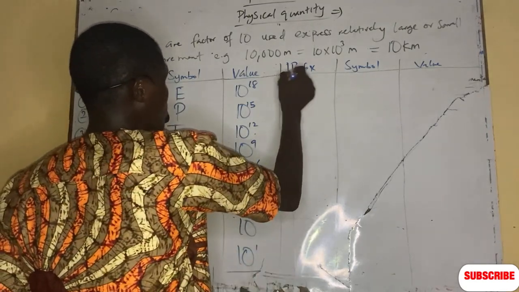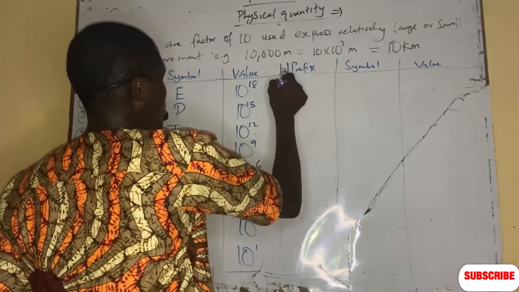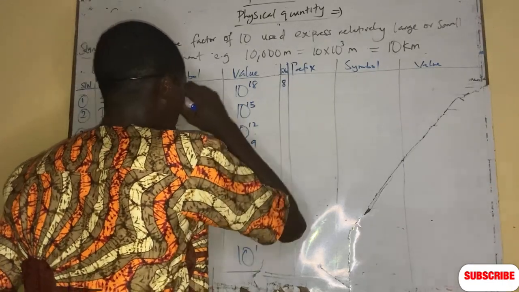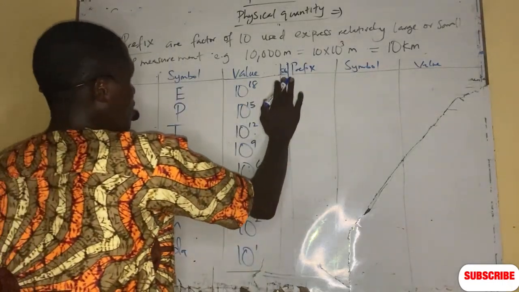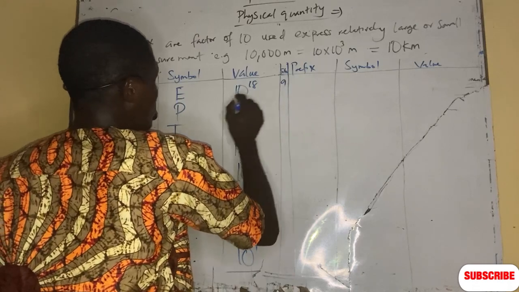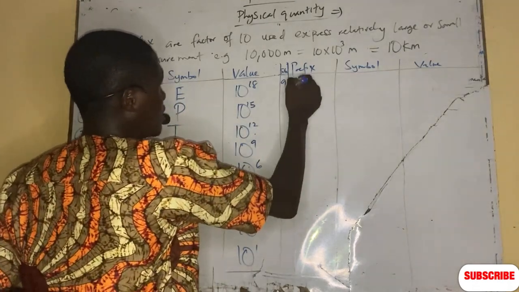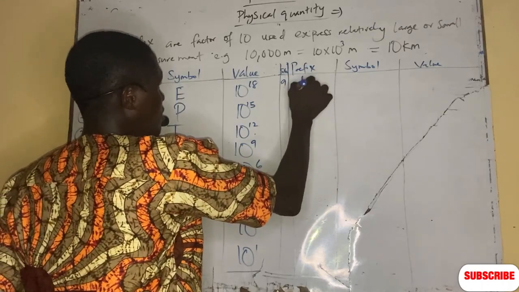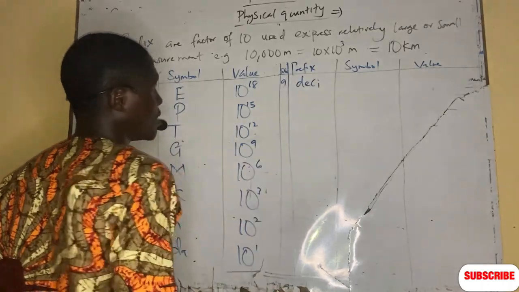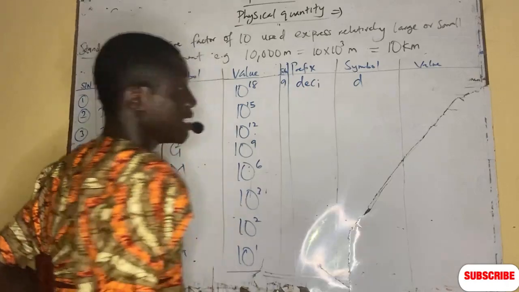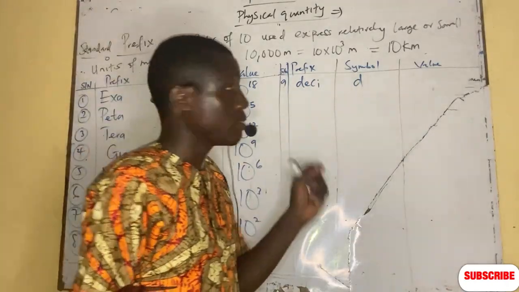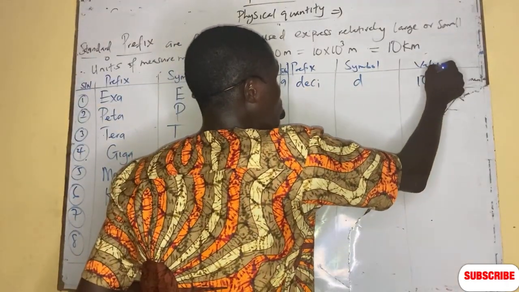Number 9. The first part of the negative side is what we call the deci. The symbol is the ordinary d. We have decimeter. Don't forget decimeter. That is 10 raised to the power minus 1.